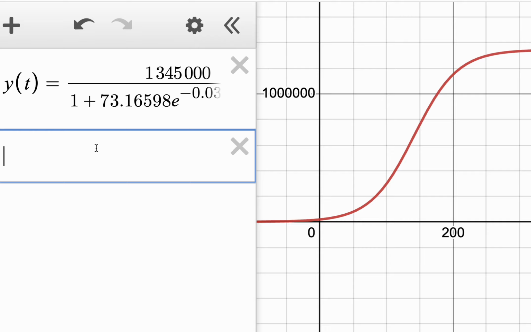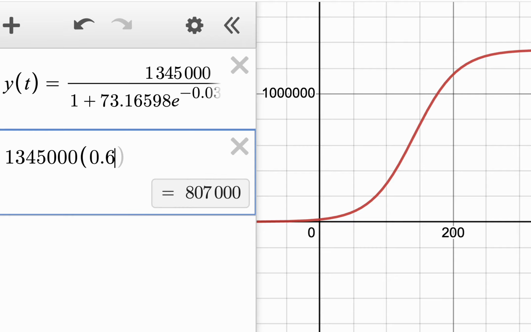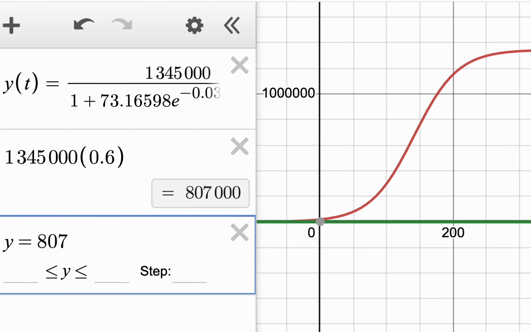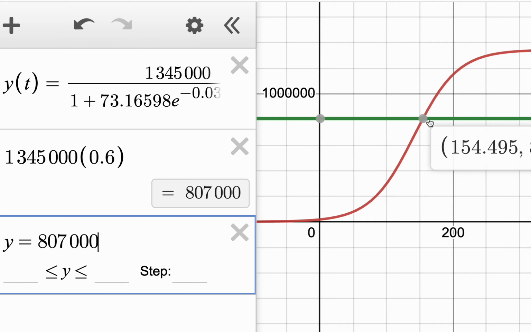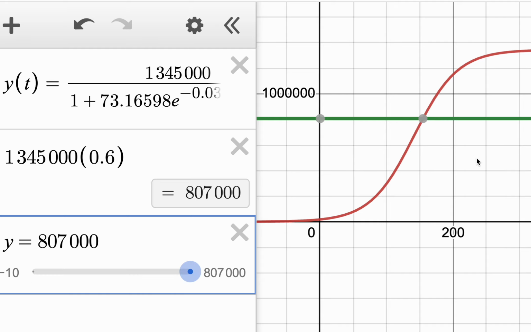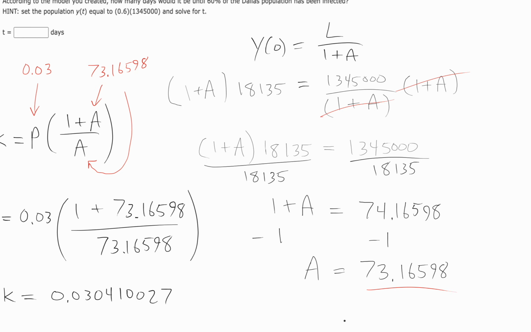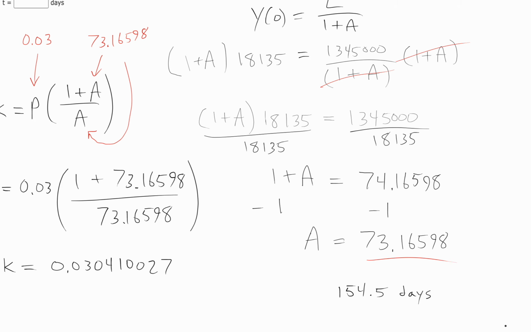So if you were to take the upper limit, 1,345,000, and multiply it by 0.6, this is the number of cases that the problem's asking about, 807,000 cases. If we just type y equals 807,000, then we could see the level of cases that they're looking for. So it would be 154.5 days, apparently. That's a quick way to find the answer, but it is good to know the algebra way of finding that.